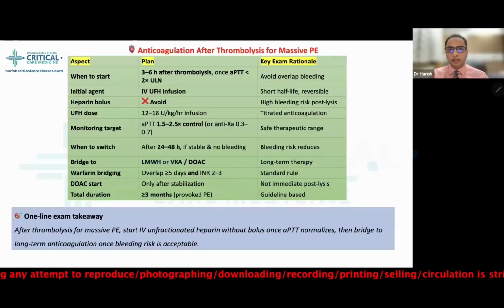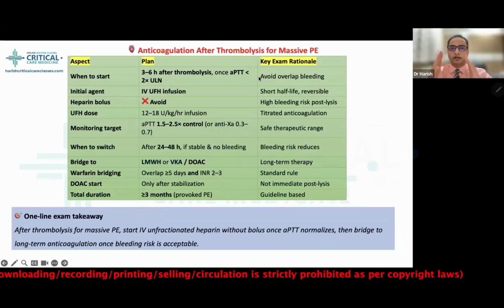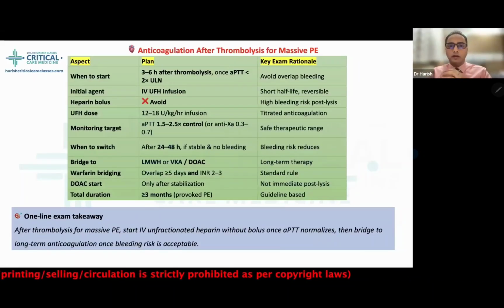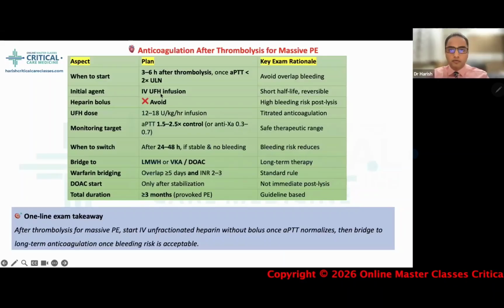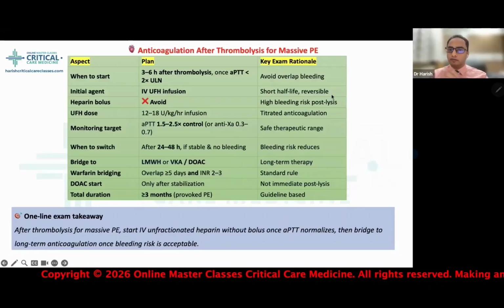Suppose you thrombolyzed a patient who is hemodynamically unstable, or, on an individualized basis, an intermediate risk patient underwent thrombolysis. What is the anticoagulation plan? When to start? Usually 3 to 6 hours after thrombolysis, once the APTT is less than 2 times the upper normal limit. Avoid overlap because of the bleeding risk. The initial agent is unfractionated heparin infusion, which has a shorter half-life, and we can reverse it with protamine if there is bleeding.